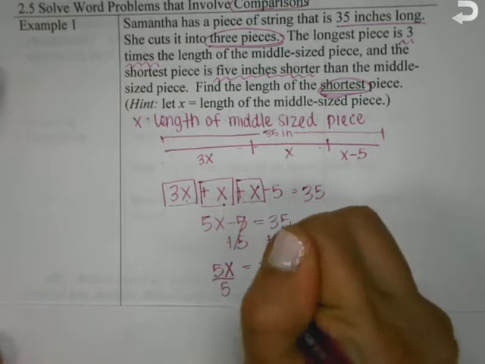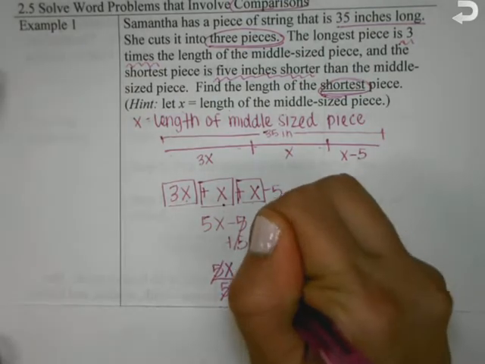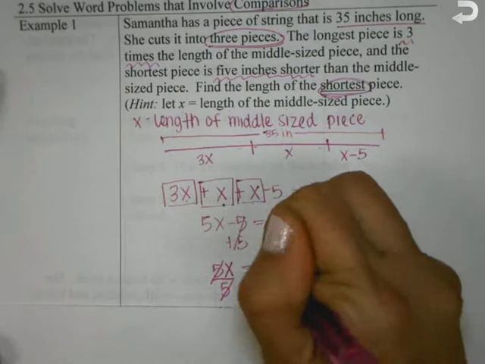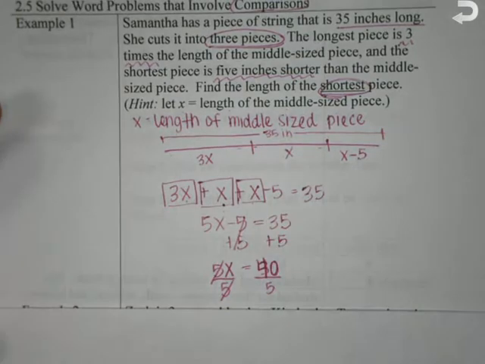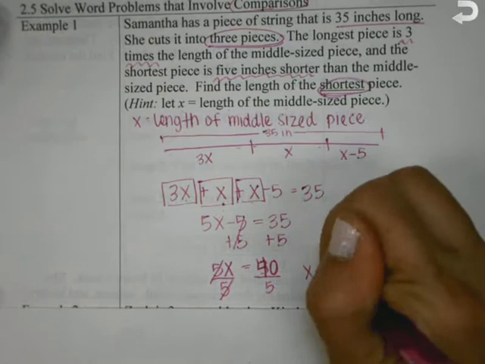Oh, we're adding, so it's 40. Thank you. Oh my gosh, guys. Good call. I made a mistake. So x equals what? 8 what? 8 inches.